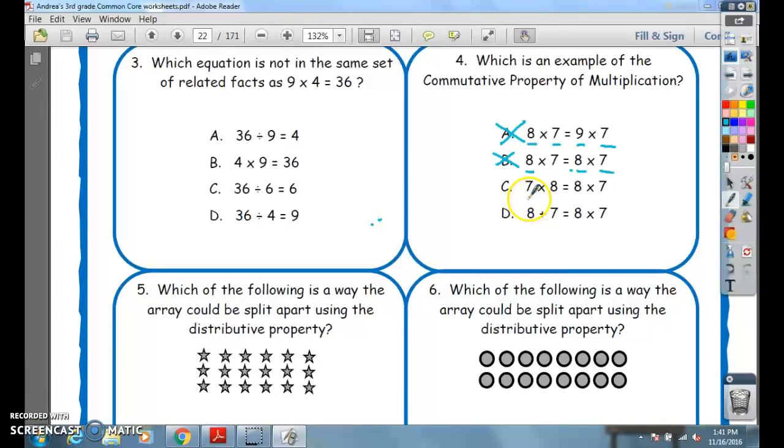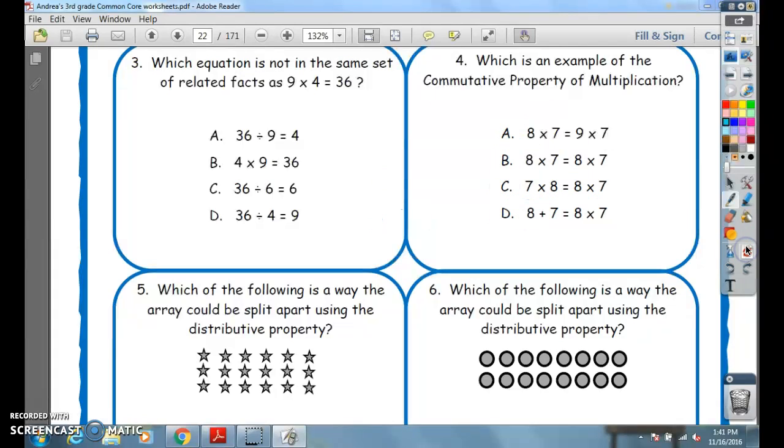Let's go to C. 7 times 8 equals 8 times 7. Yes, they have the same numbers, and they have just put them in a different order. So the answer is C. But I'll go to D just to double check. 8 plus 7 equals 8 times 7. No, I know that is not true. So review commutative property. They have two numbers, two factors, and they have to flip-flop places.